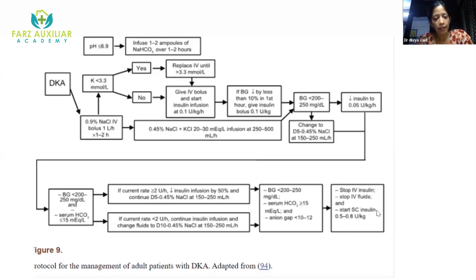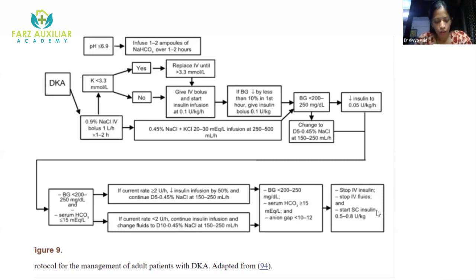The other thing is your potassium replacement. You have to start when your potassium goes less than 5.3, because your total body potassium deficit is actually there, the potassium is low. So you need to start your potassium correction early. Otherwise, you will risk very severe hypokalemia with all the insulin and fluids that you're giving.